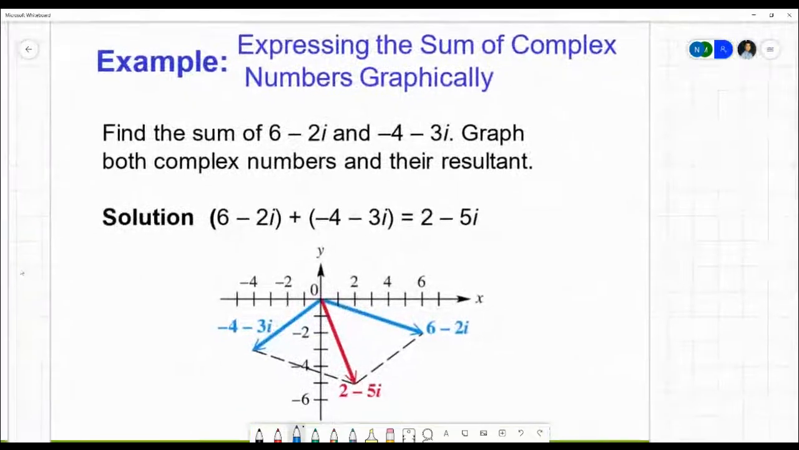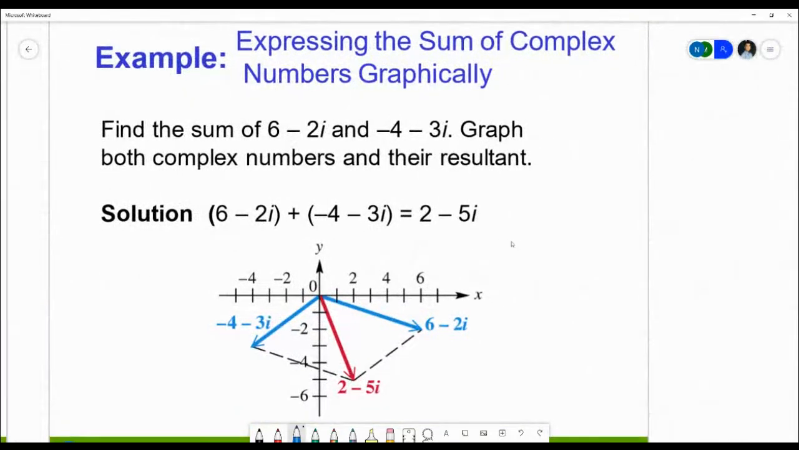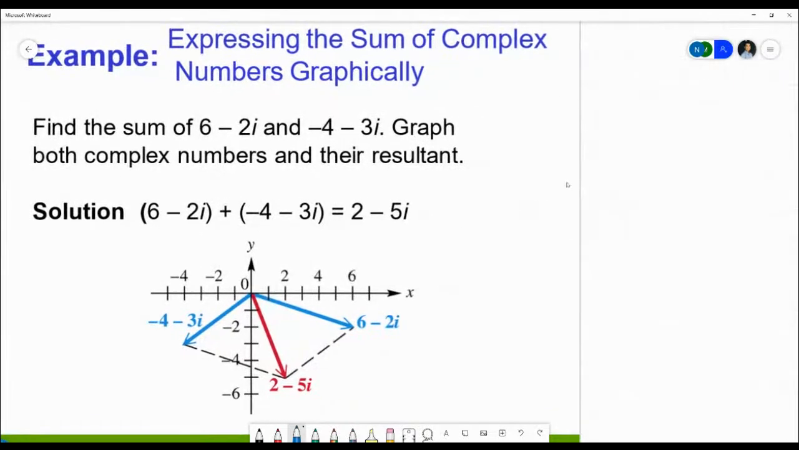All right, so how do we find the sum of two complex numbers? We just add the components together. So to add, we just add the real parts together. So here we have 6 minus 2i and -4 minus 3i. If we want to find the sum, we add the real parts together and add the imaginary parts together. Okay, they are separated. So 6 plus -4 is 2, -2 plus -3 is -5i.